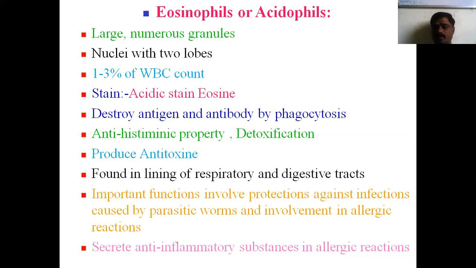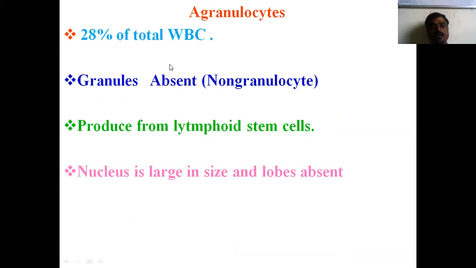So infection caused by parasitic worms, involvement in allergic reaction. Allergic reaction मध्ये हे करत असते. Secretes anti-inflammatory, and allergic reaction मध्ये हे काम करत असते. कुठलं? Acidophils. Okay, so this is all about the granulocytes, and next is the agranulocyte.